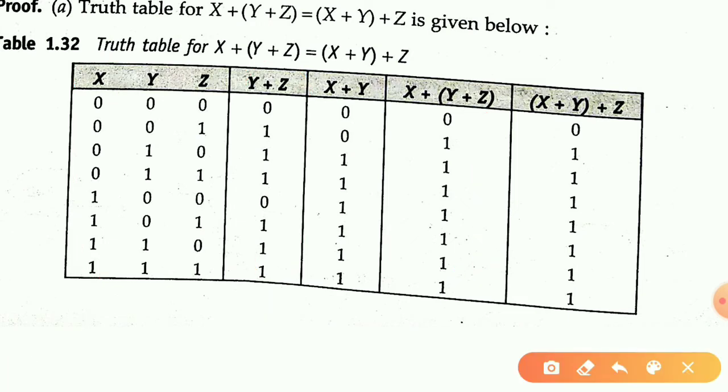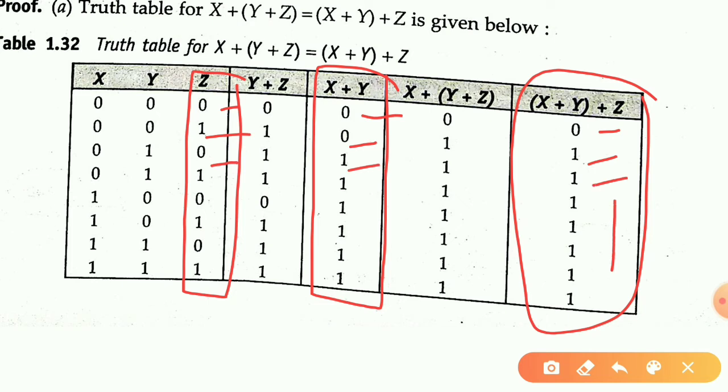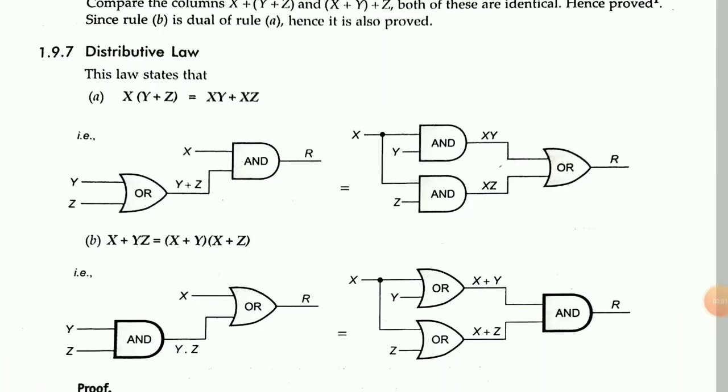Now, the next part. If you see over here, y plus x plus y. So you will see this column and z, that is this column. Clear? So you see that 1, 0 plus 0, 0. 1 plus 0, 1. Clear? 0 plus 1, 1. In the same way, all the results are generated. Clear, students? Okay, here the next law is your distributive law.